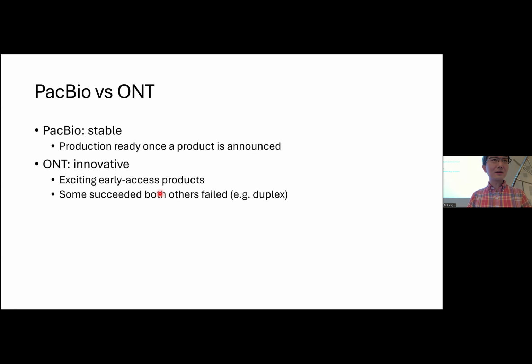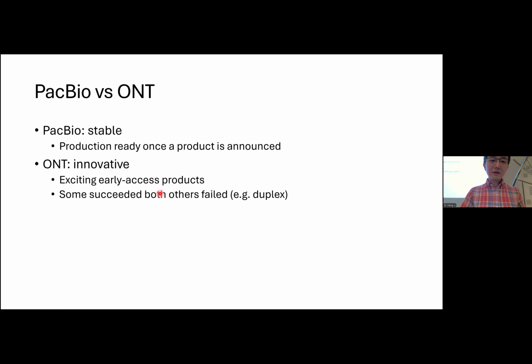They have very exciting early access products, including this P2 Solo, the PromethION 2 machines. But some succeeded, and others failed, like the duplex, that was discontinued. They have discontinued quite a few products. But the R10 is a successful one, and this is the dominant technology at nanopore.